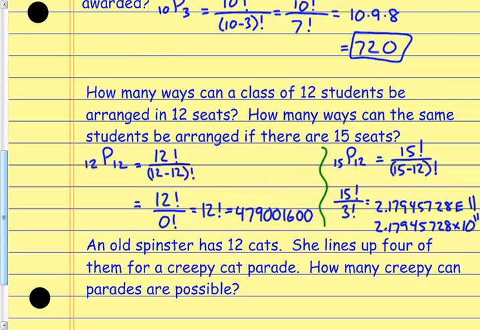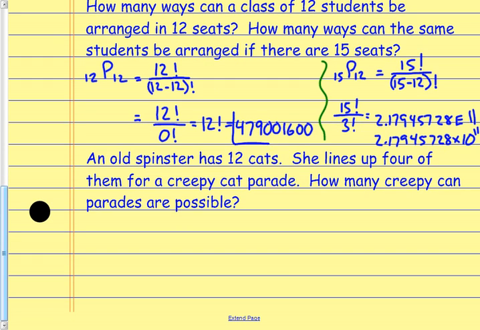If I look at this last one for permutations, it says that an old spinster who's been collecting cats, of course, has 12 cats, and she lines up 4 of them for a creepy cat parade. That sounds wonderful, and just like a good time all around. And so we want to know how many creepy cat parades are possible.